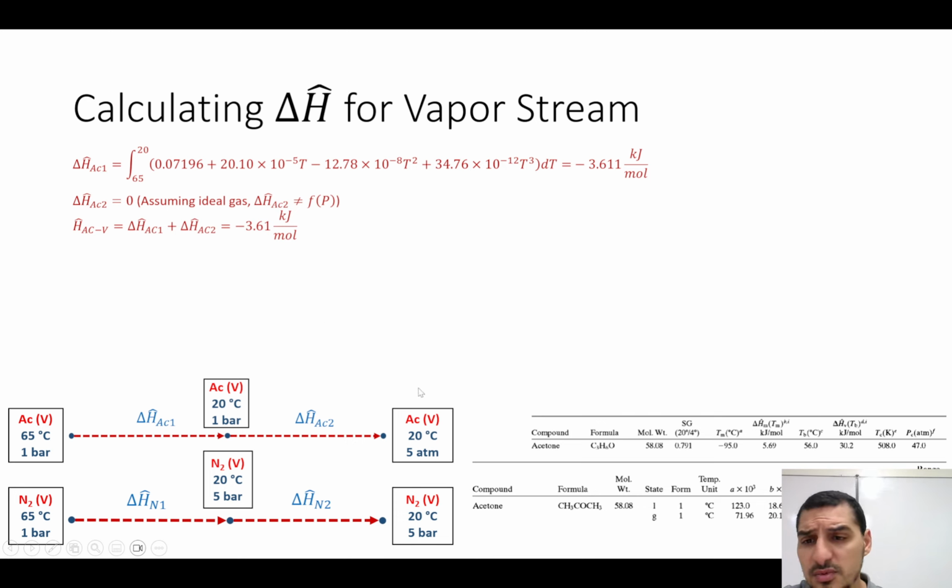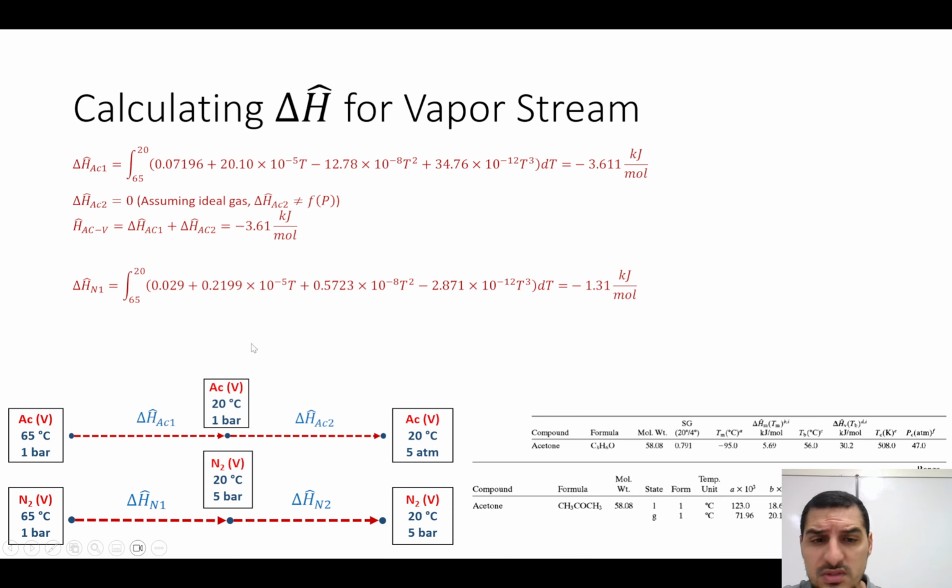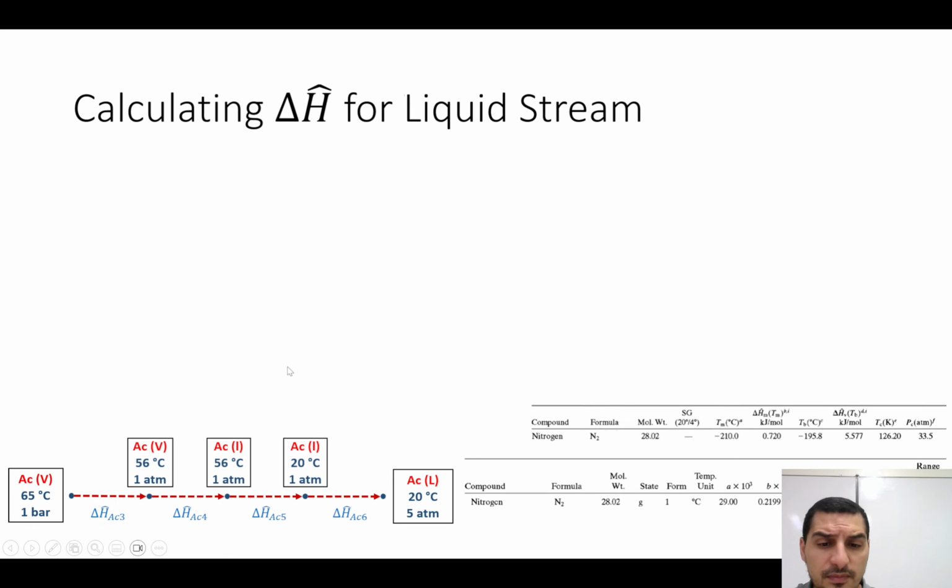So you can calculate the enthalpy of acetone in the vapor phase, which is going to be negative 3.61. The same for nitrogen. We will substitute with the constants of nitrogen, and then the second step is 0. Finally, we can get the enthalpy of nitrogen in the vapor phase.